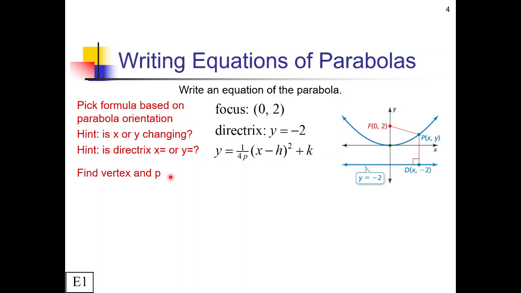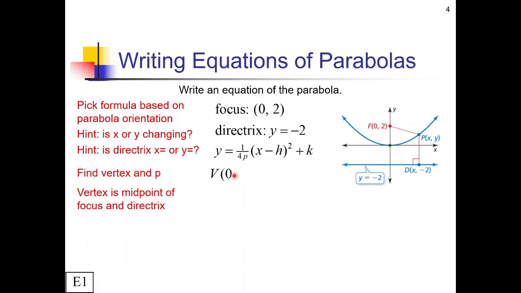And generally, it's going to be easier to find the vertex before p. Now, sometimes they'll give you the vertex. They didn't here. But if they don't, then they've at least got to give you the focus and the directrix. They always give you 2 out of the 3. So if they give you those two things, the vertex, remember, is just the midpoint of those two things, the focus and the directrix. So for this one, I know my vertex is going to have the same x value as the focus, because it's the y values that are changing.